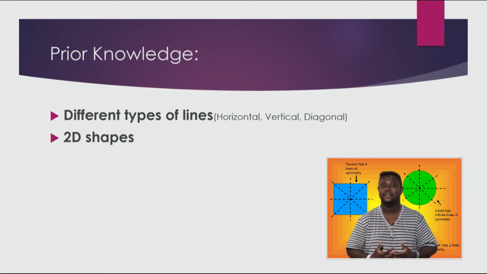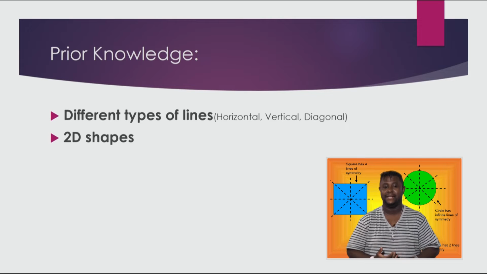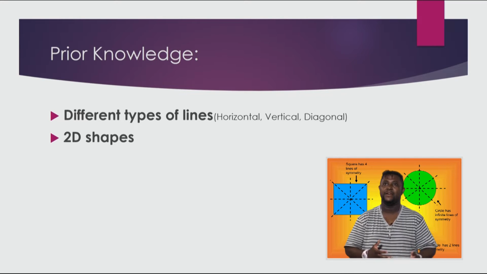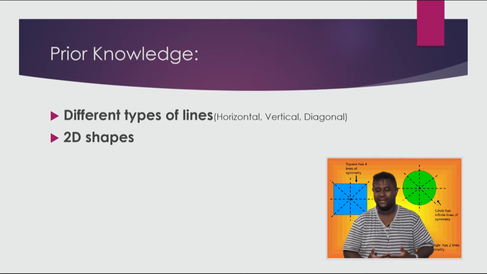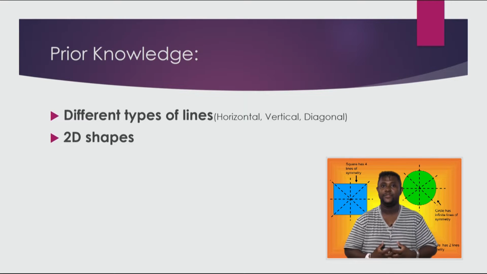So for today's lesson, you need some prior knowledge. You need to know about the different types of lines. You've done it in previous classes. Horizontal line, vertical line, diagonal line, also known as the oblique line. We also need to know a lot about your different 2D shapes, the main ones especially.